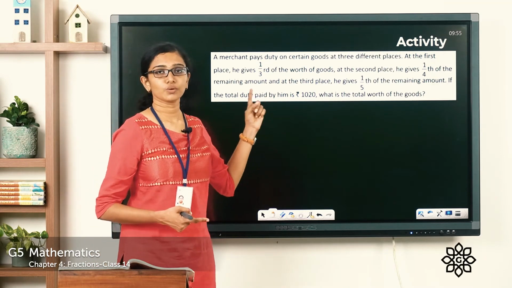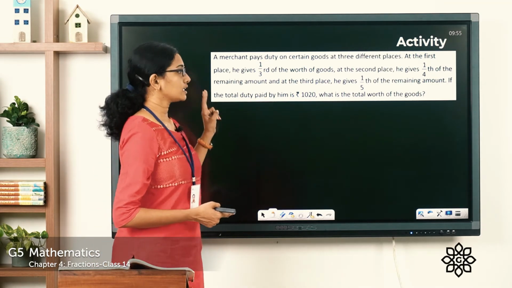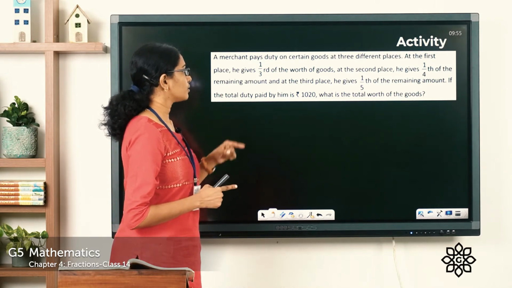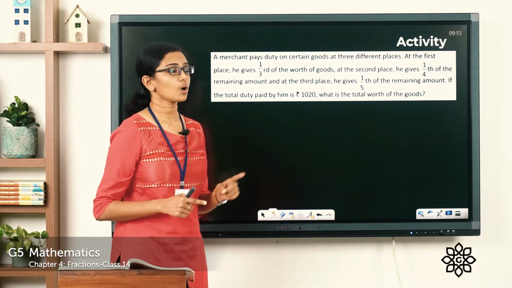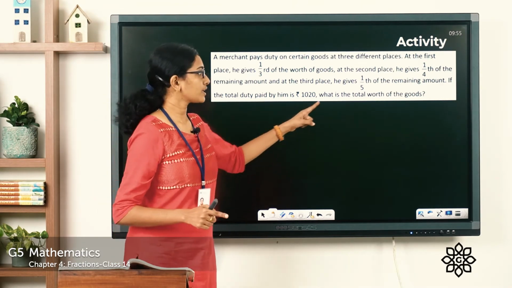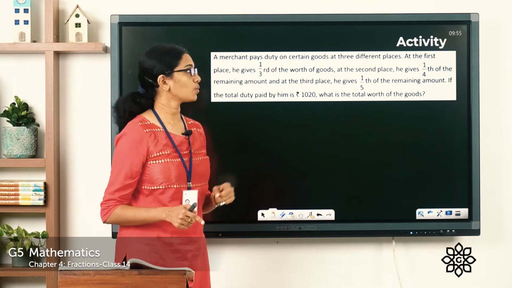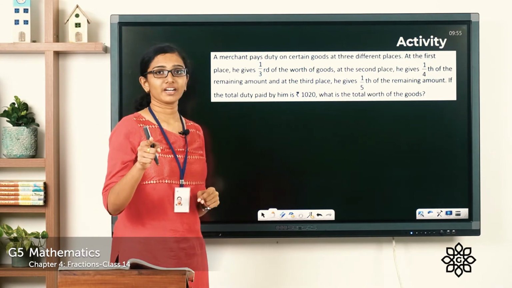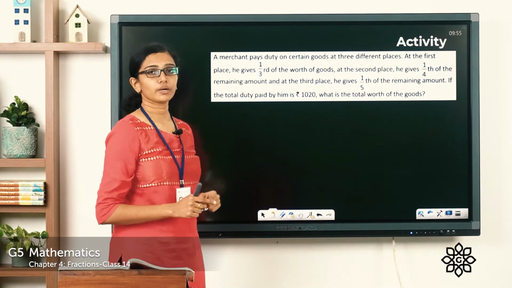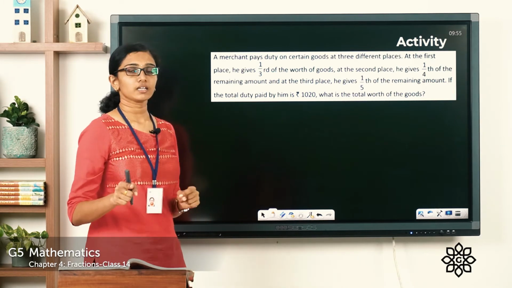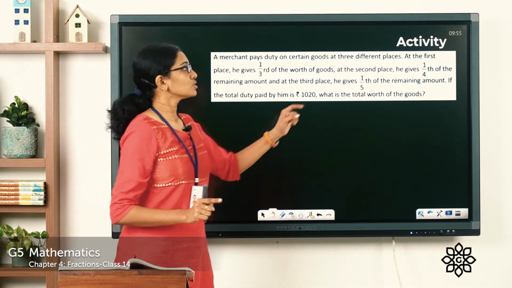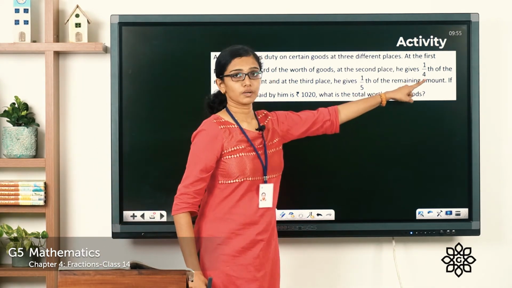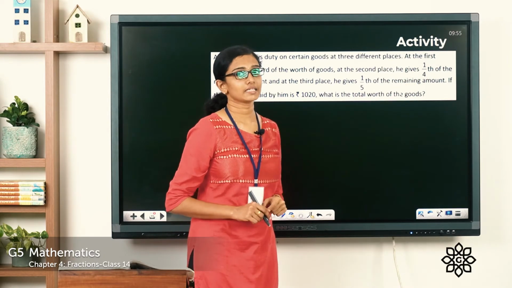See, so this merchant goes to 3 places, right? And in all the 3 places, he pays some duty. And in the first place, how much was the duty paid? 1/3 of the total worth of goods. We are asked to find out what is the total worth of goods. So we don't know what is the total worth. But in the first place, the total worth was divided into 3 parts. And one part of it was paid as duty. And then an amount will be remaining, right? So in the second place, this remaining amount was divided into 4 equal parts and one part of it was paid as the duty.